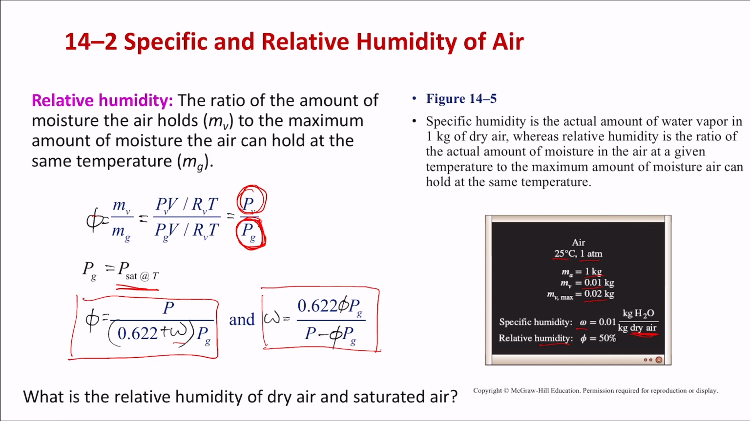Now, quick question at the bottom. What is the relative humidity of dry air and saturated air? You should be able to answer this question. Based on definition, dry air has no humidity, so relative humidity is 0%. For saturated, based on definition, it should be 100%. I hope you get the right answer.